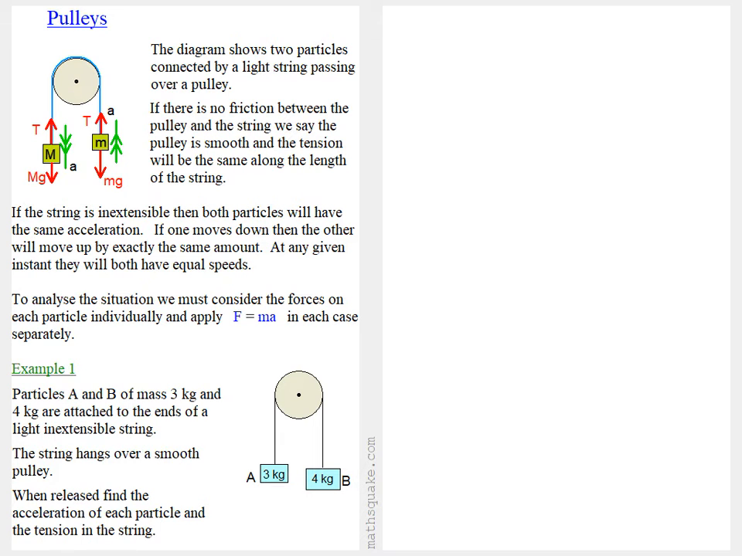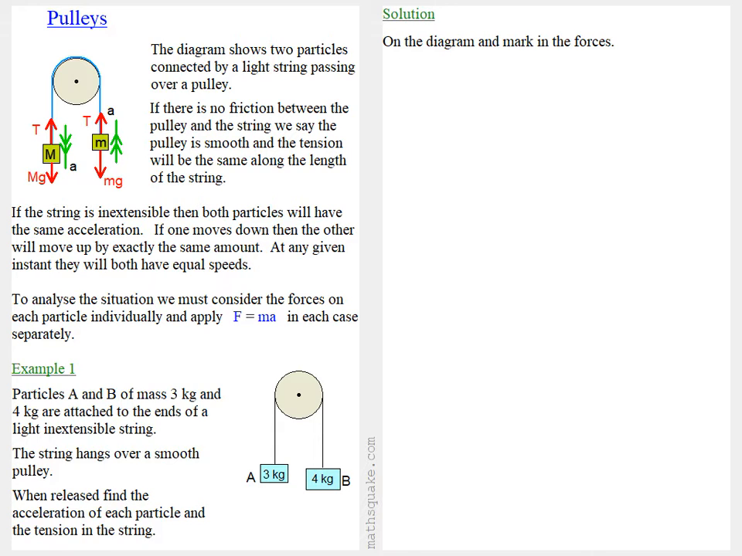Let's have a look at an example, example 1. Particles A and B of mass 3 kg and 4 kg are attached to the ends of a light inextensible string. The string hangs over a smooth pulley. When released, find the acceleration of each particle and the tension in the string. Well, to solve this, on the diagram mark in the forces.